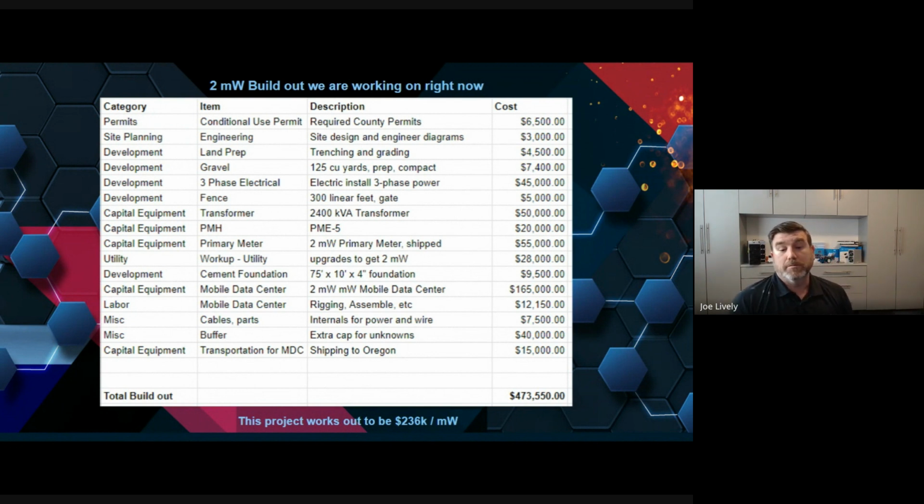The containers, got them early, got them cheaper. So 2 megawatts for $165,000. Rigging and assembly to physically build them, that is a higher estimate than we thought. We actually got them much cheaper than that, so I still have that in there from the old pro forma. Cables, parts, routers, things like that, $7,500. We always try to put a buffer in there for our projects.